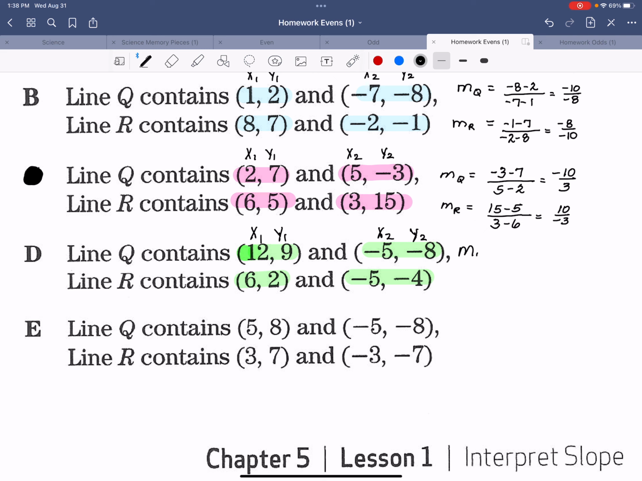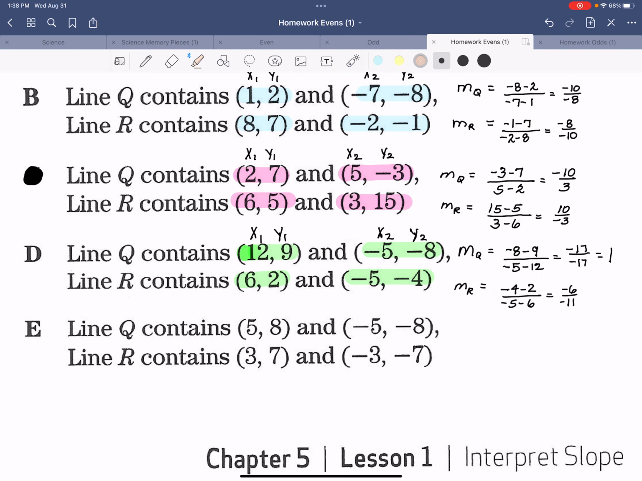Okay, so the slope of Q is -8 minus 9 over -5 minus 12. So that's -17 over -17, or +1. Then the slope of R is -4 minus 2, -5 minus 6, and that's -6 over -11. So those are not the same.